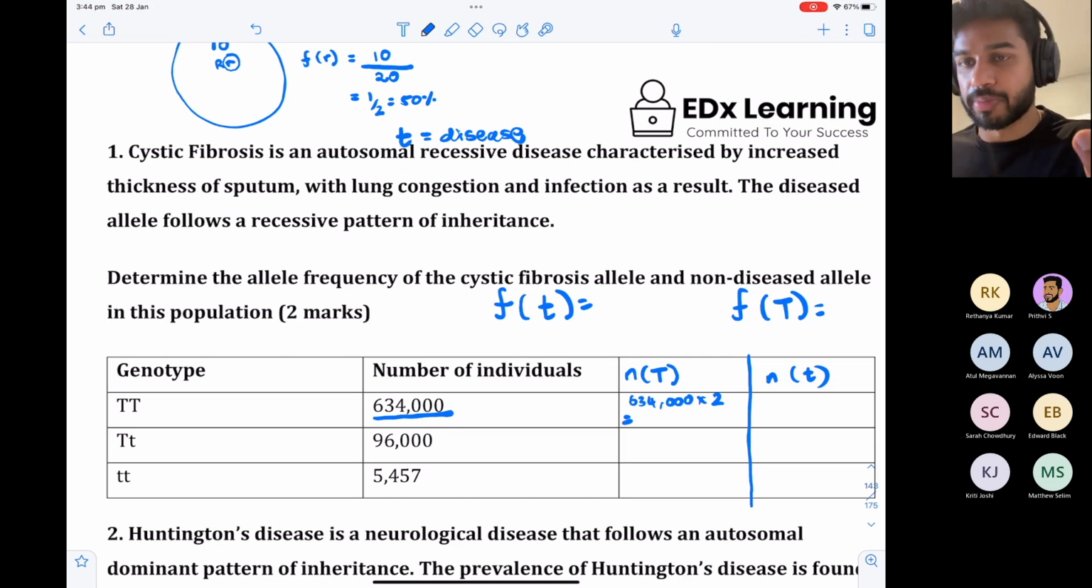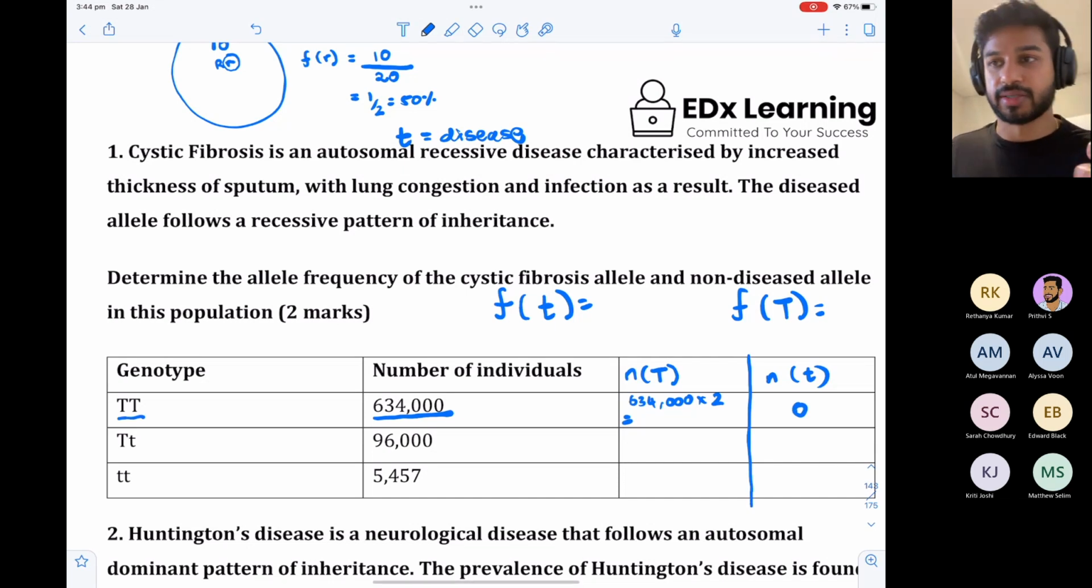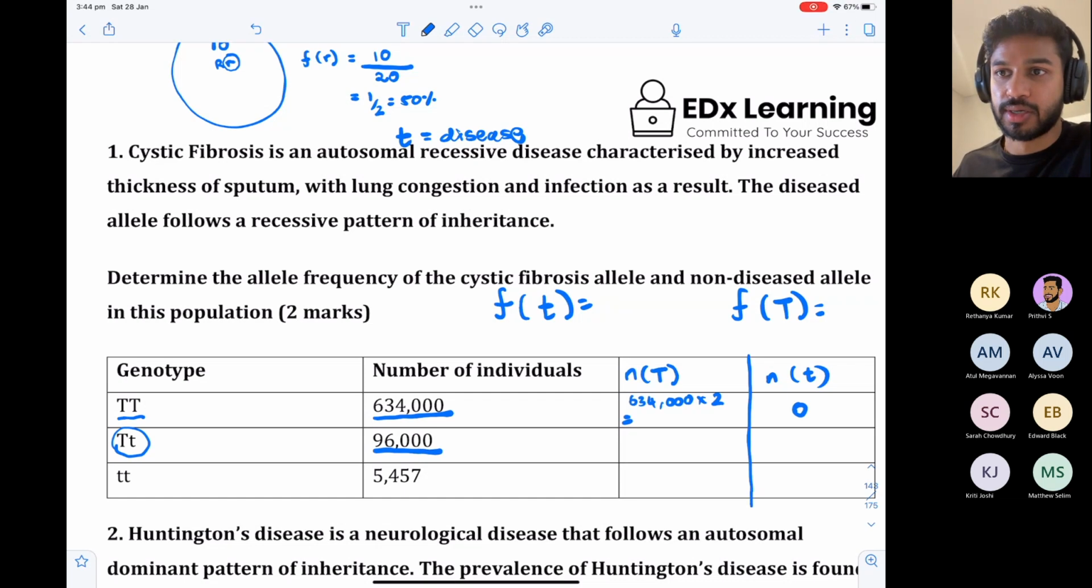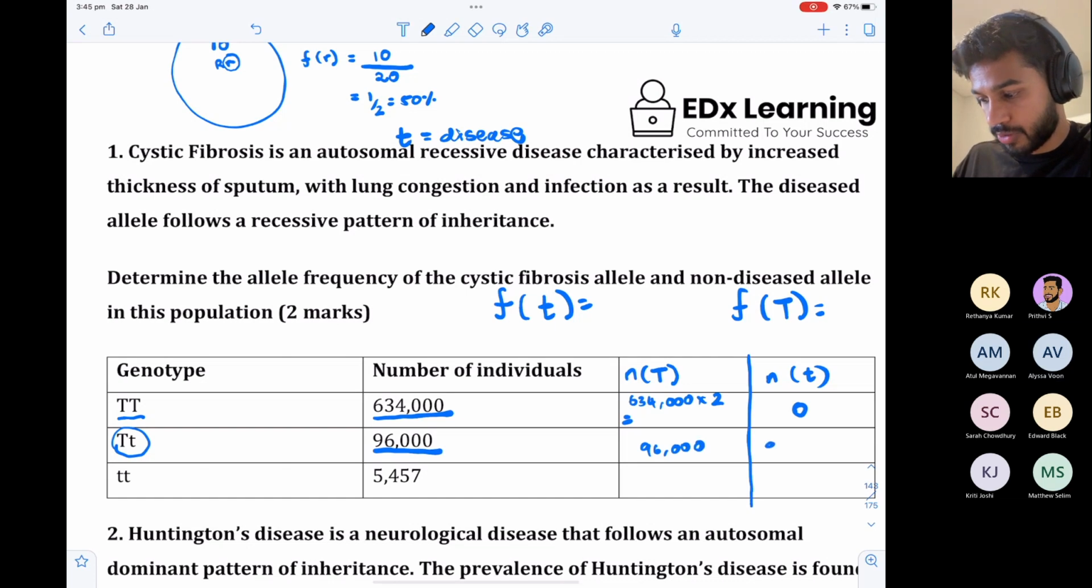How many times does little t appear? Not even once, because every single person has 2 big T's in that genotype. Same thing, how many times does a big T appear when there are 96,000 people carrying 1 big T and 1 little t? Alyssa, how many times does the big T allele appear and how many times does a little t allele appear? 1 each. So 96,000. Yep. Very good. Good job. So 96,000, 96,000. Quite easy.